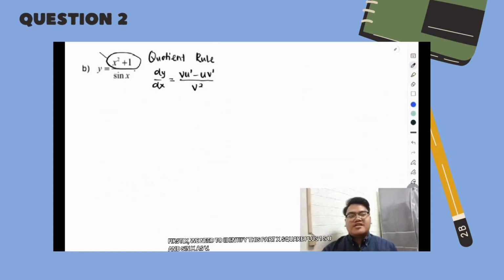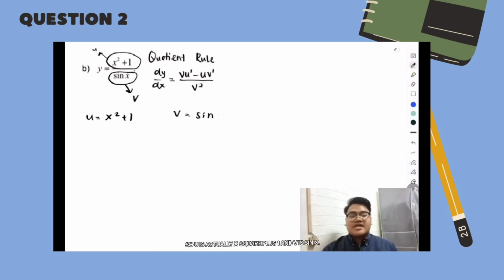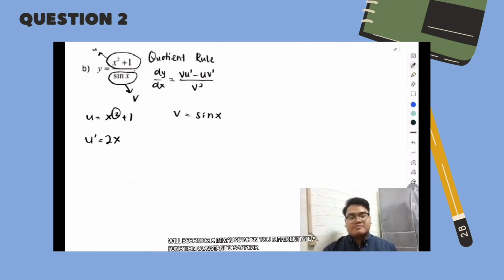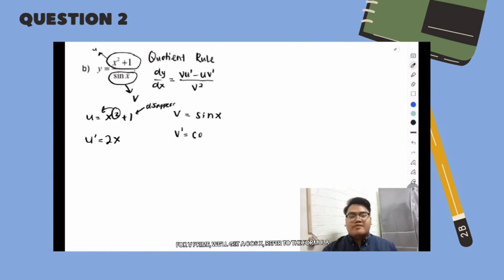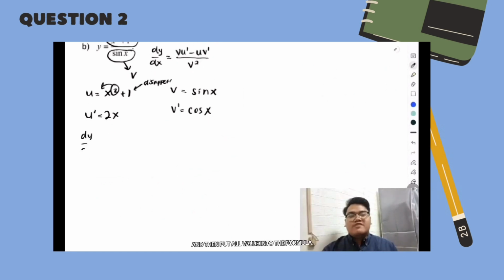Firstly, we need to identify this part, x squared plus 1, as u and sine x as v. After that, we need to find the differentiation for u and v. So u is actually x squared plus 1 and v is sine x. U prime will become 2x because when you differentiate a function, the constant disappears. For v prime, we'll get cos x. Refer to the formula, and then put all values into the formula.